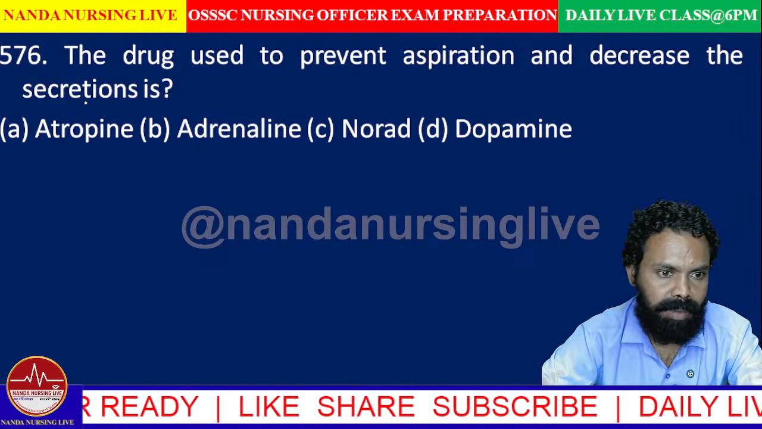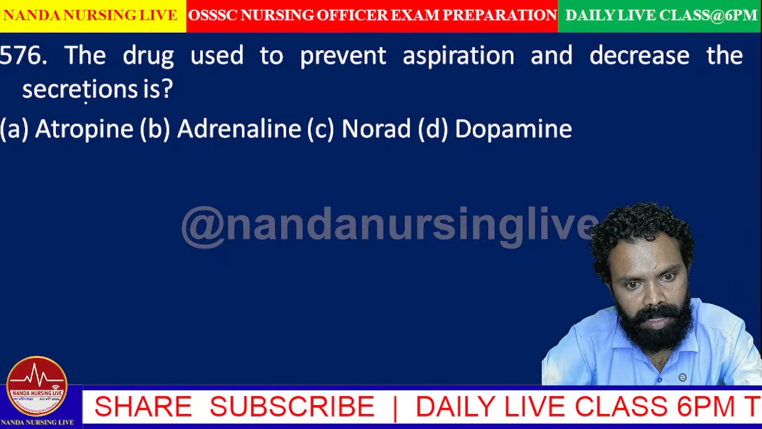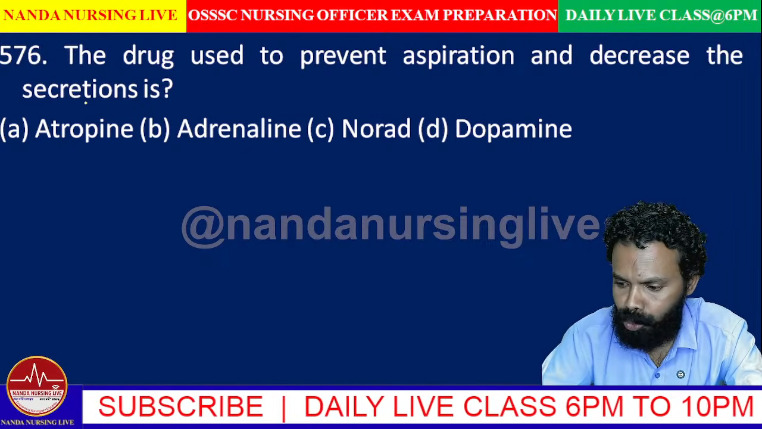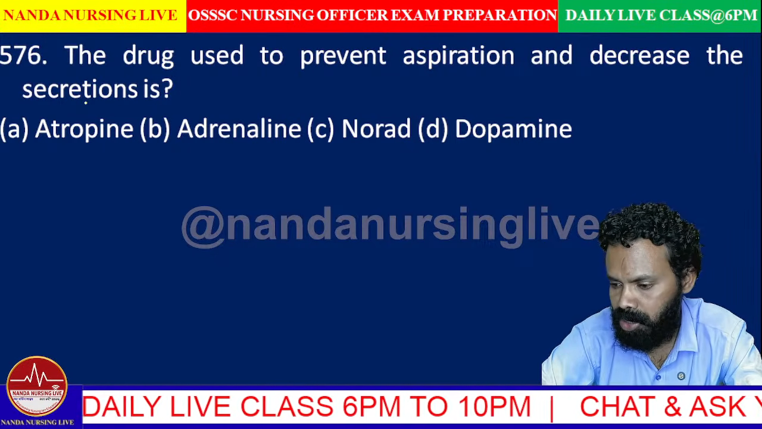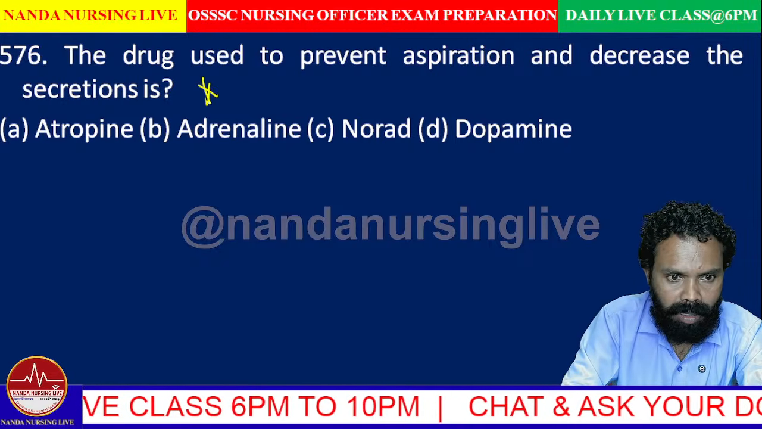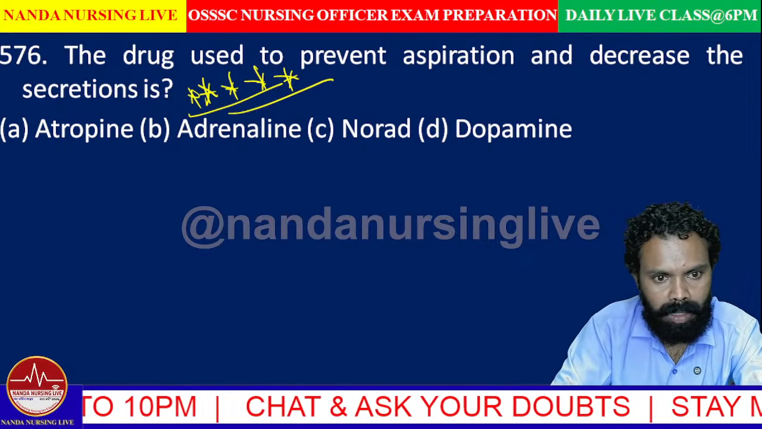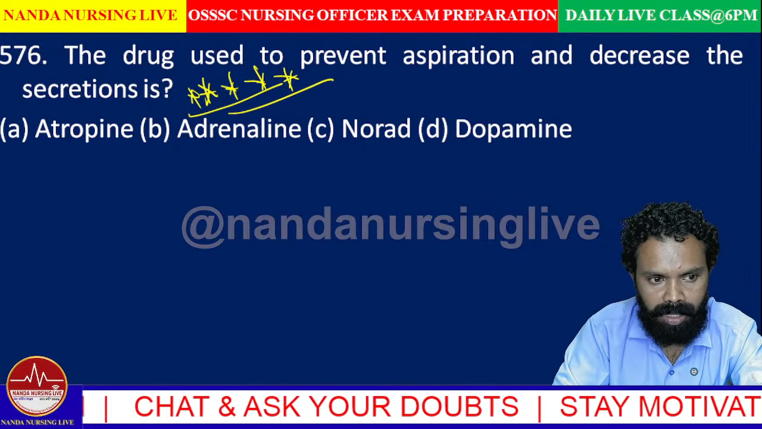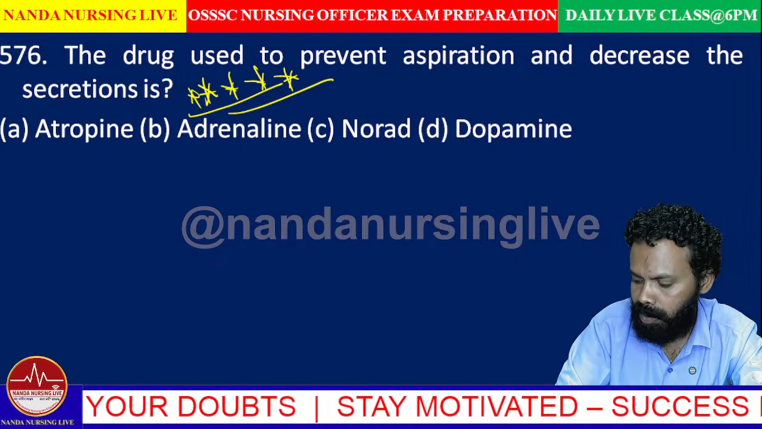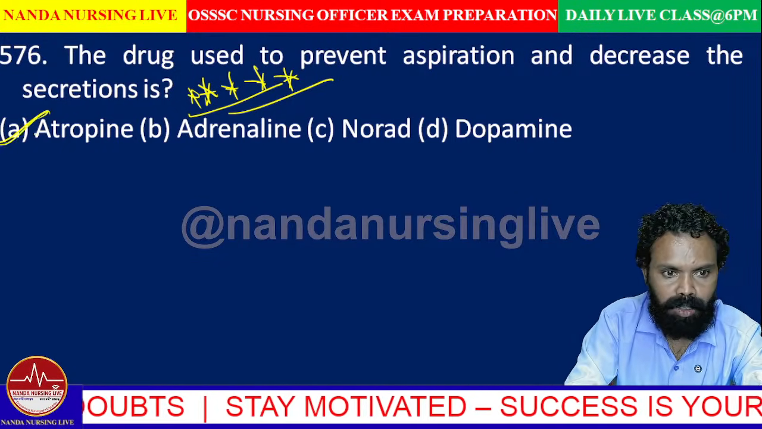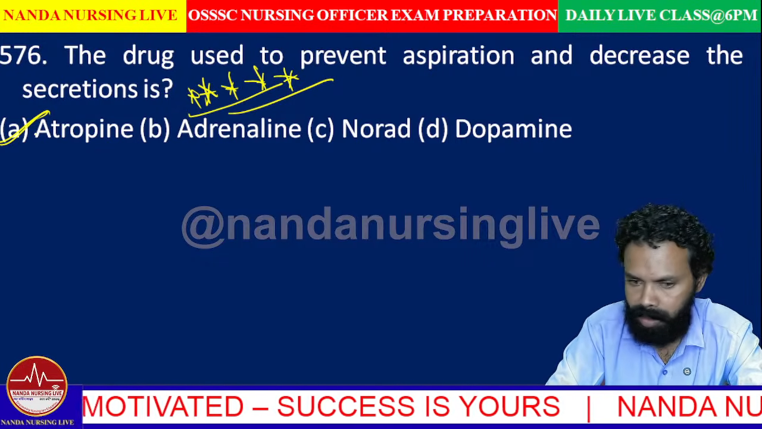Next question, question number 576. The drug used to prevent aspiration and decrease the secretions is: option A atropine, option B adrenaline, option C noradrenaline, option D dopamine. Which option is the correct answer? Most important MCQ, 5-star question. The correct answer is option A, atropine. Atropine is the drug used to prevent aspiration and decrease the secretions, right? So option A is the correct answer.